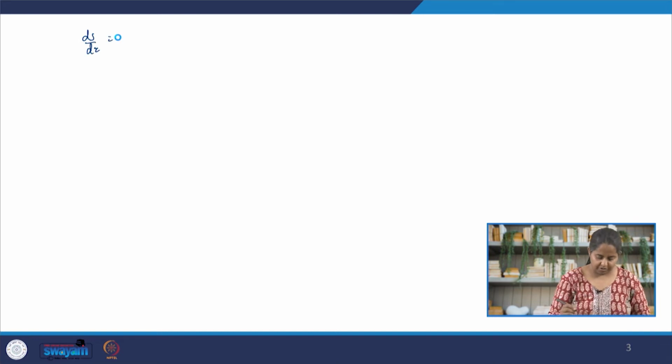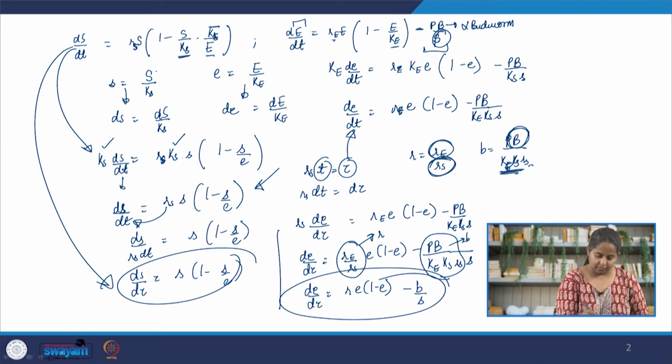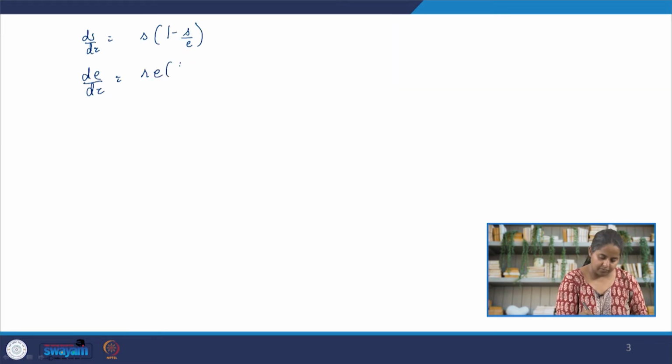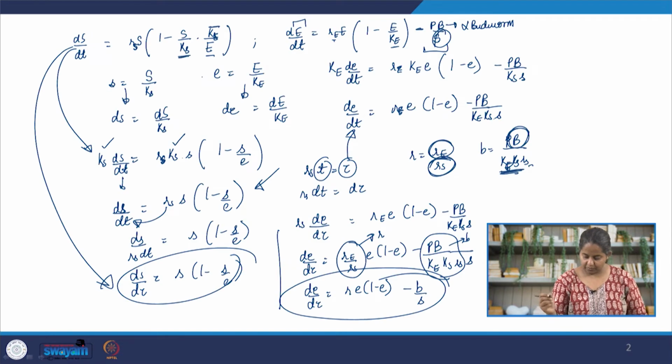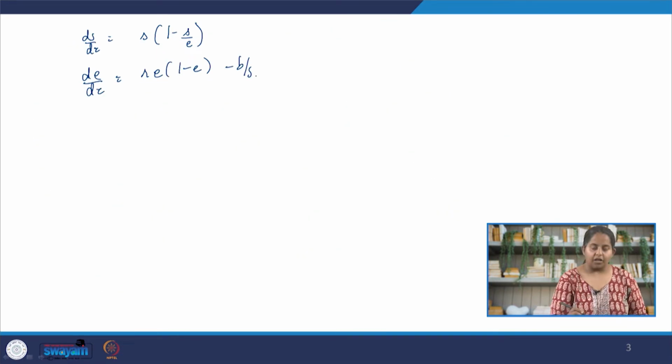So this is our system, just to summarize. Now, one of the first things I'll encourage you to do is to draw null lines. So let's figure out the S null line. The S null line is when dS by d tau becomes 0, which means S times (1 minus S by E) becomes 0.